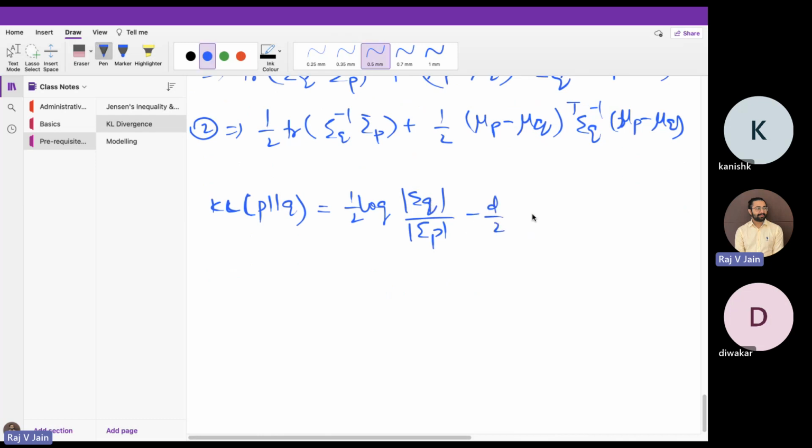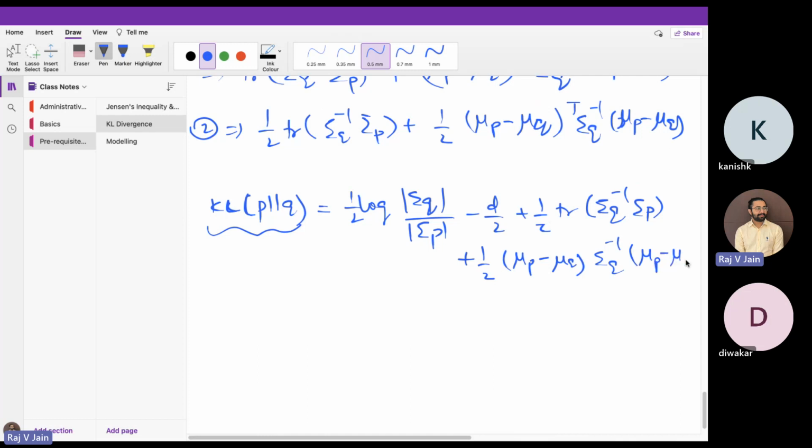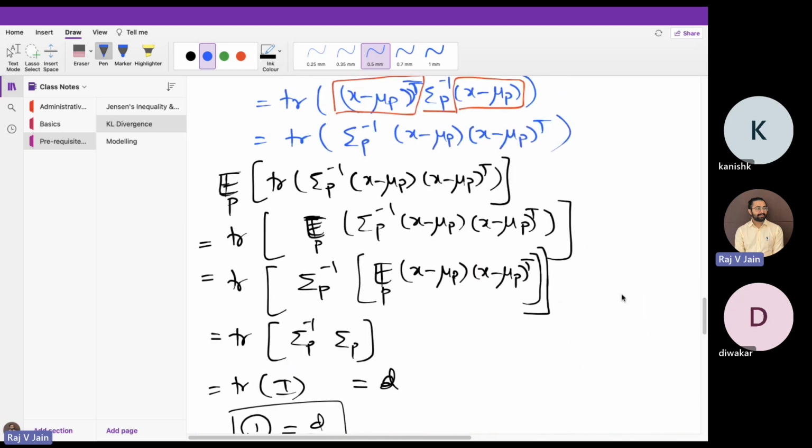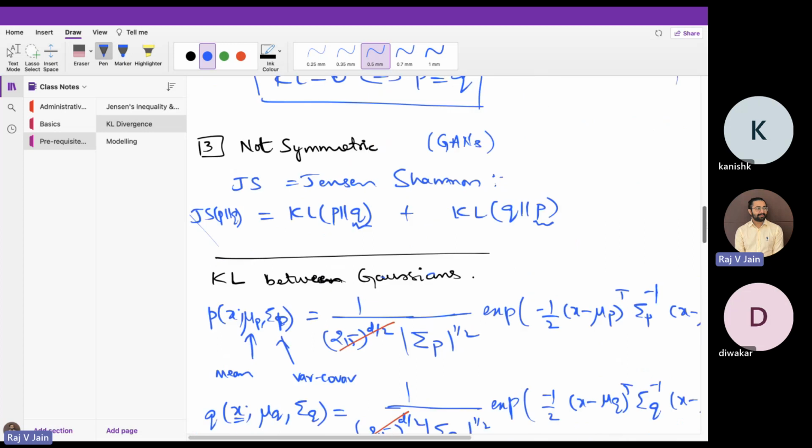So minus d by 2 plus half trace of. So how does this help us? Basically, now if I want to calculate something like this, where I have two Gaussians, and that will be because we'll be dealing with Gaussians a lot by formulation, what will end up happening is that we don't have to go about this roundabout way of solving this integral over and over again.